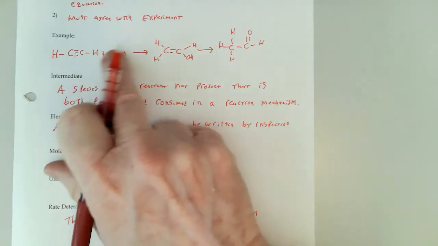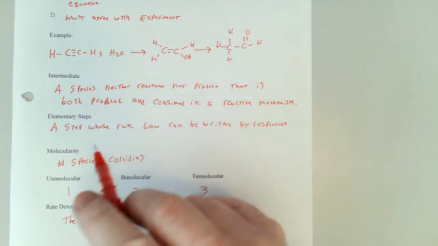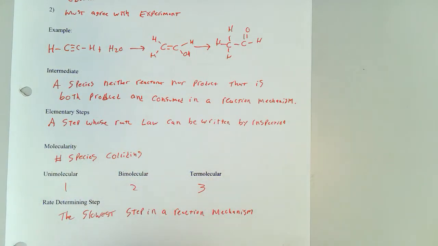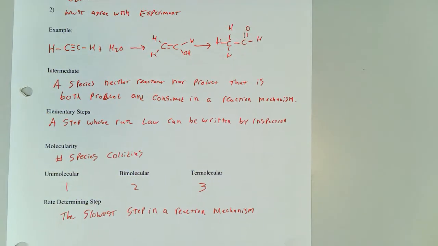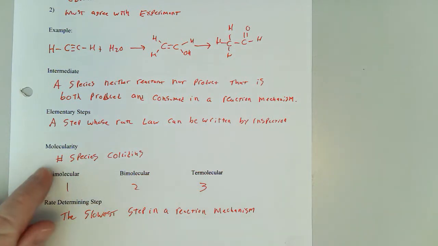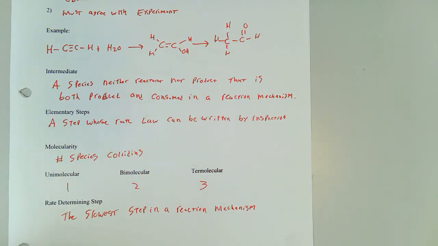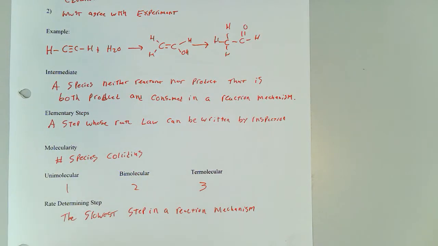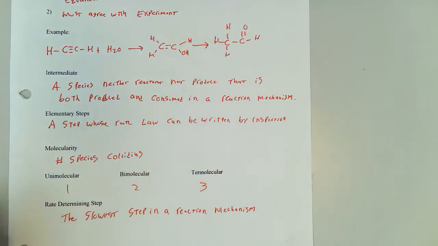These individual steps are often referred to as an elementary step, which is a step whose rate law can be written by inspection, meaning the stoichiometry would actually tell us about it. Some people like to use a fancy term for that. They call it molecularity, which is the number of species that are colliding to produce the reaction in that step. It's a pretty easy idea. Unimolecular means 1, bimolecular means 2, termolecular means 3.